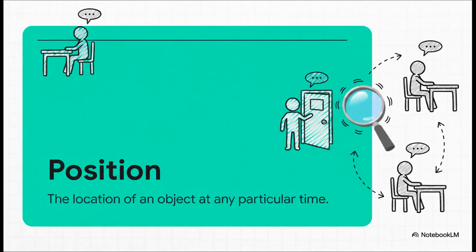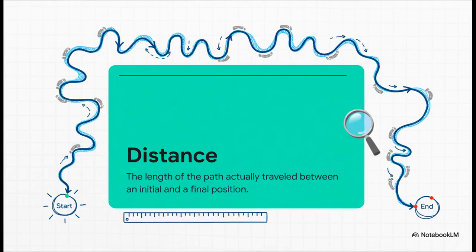First up is position, and this one is about as straightforward as it gets. It's simply where an object is located at any given moment. You can think of it as a dot on a map. So the student's position was at the desk, then was at the door, and then it was at the desk again. Easy enough, right?